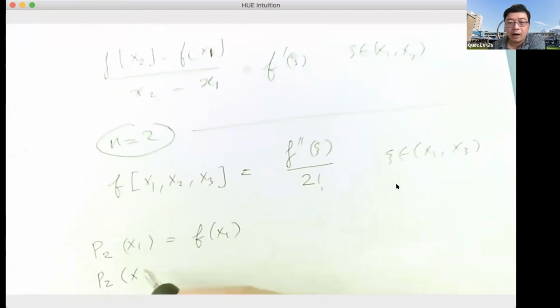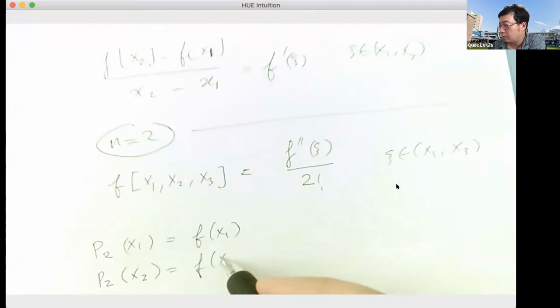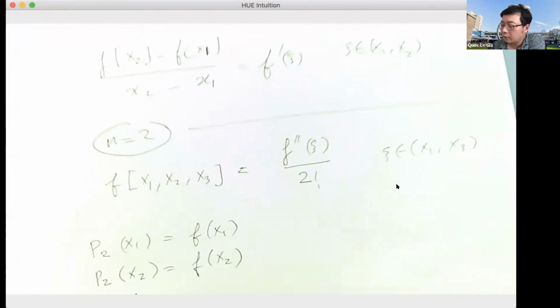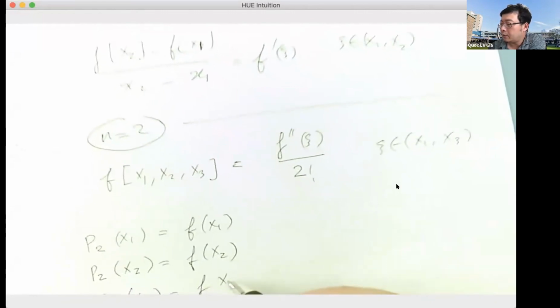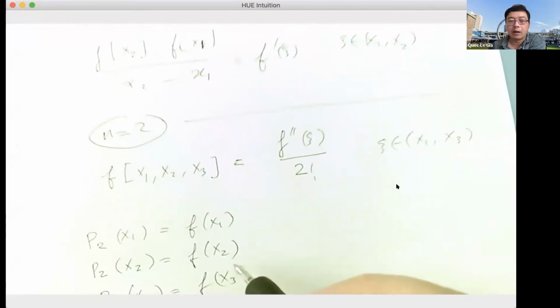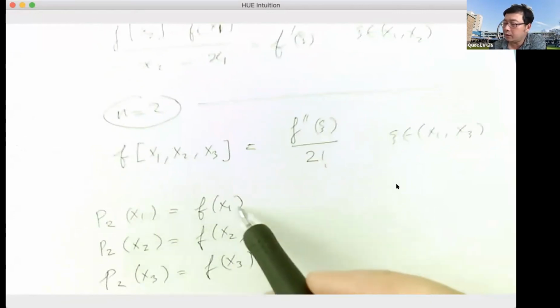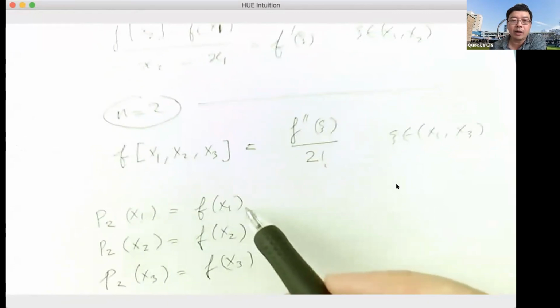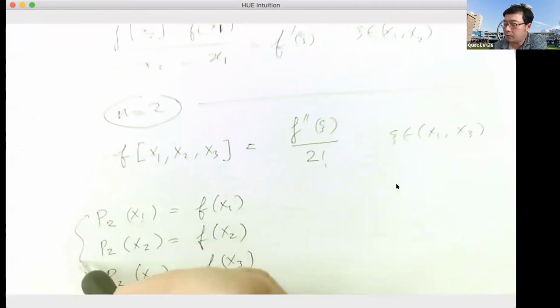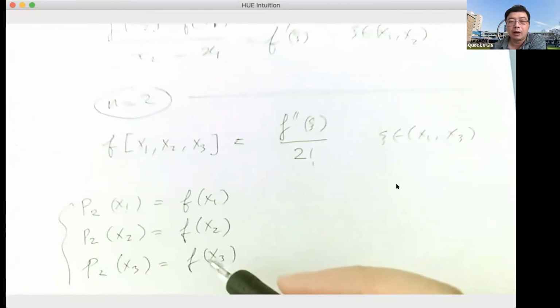So I assume that I have a polynomial like this. P2 is not the same as f, but P2 interpolates at x1, x2, x3. So if you put in x1, x2, x3, it gives the same value as f(x1), f(x2), and f(x3). So assume like this.